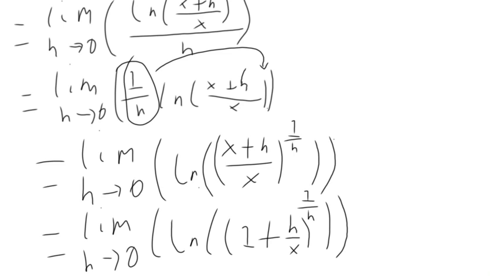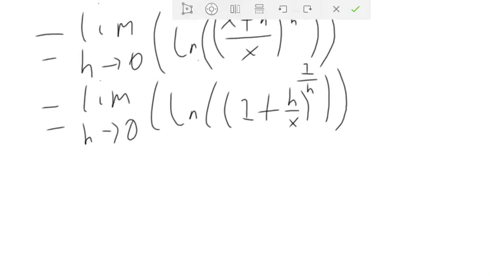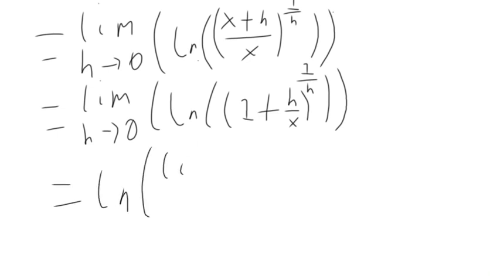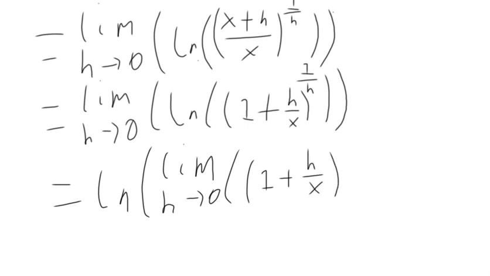And now what I'm going to do is switch the order of limit and natural log. Because natural log is a continuous function, we can do that. So this becomes the natural log of the limit as h goes to 0 of 1 plus h over x to the 1 over h power. Hopefully I have the correct number of closed parentheses. I think I do. 1 over h right here.